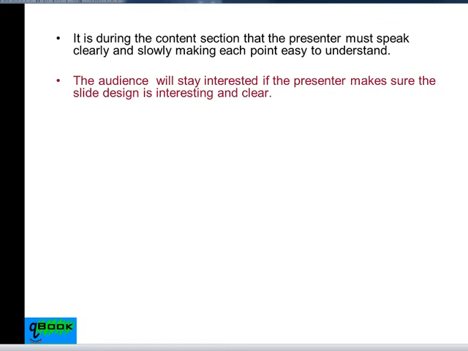The audience will stay interested if you make sure the slide design is interesting and clear too. Your slides are quite good lately. I'm very satisfied with that. Keep interest: one point per slide. This happens all the time.